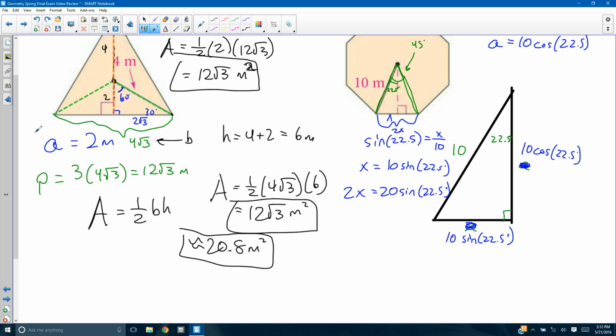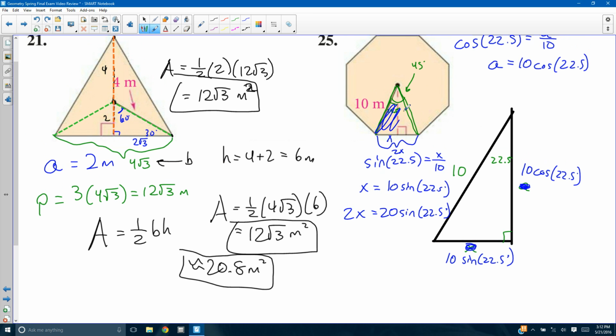Okay. So options. I can take the area of this one triangle and multiply it by 8. But I can keep and stick with the apothem times perimeter stuff. The perimeter is 8 times this amount, right? Because there are 8 sides, so that's going to be 160 times the sine of 22.5 degrees.